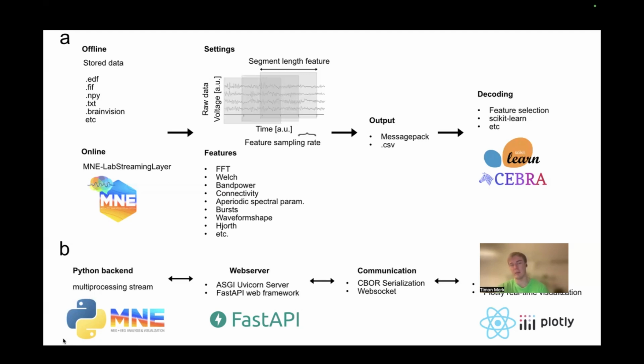Settings can then be specified with a couple of features. I'll just mention some of them: Fourier transform, wavelet, band power. We have a wrapper around MNE connectivity, then periodic and aperiodic spectral parameterization, bursting features, and also waveform shape features. There are two specific parameters that I want to point out. The first one is the feature sampling rate. This specifies at which interval features are computed. So with a feature sampling rate of 10 Hertz, every 100 milliseconds a new feature set is computed.